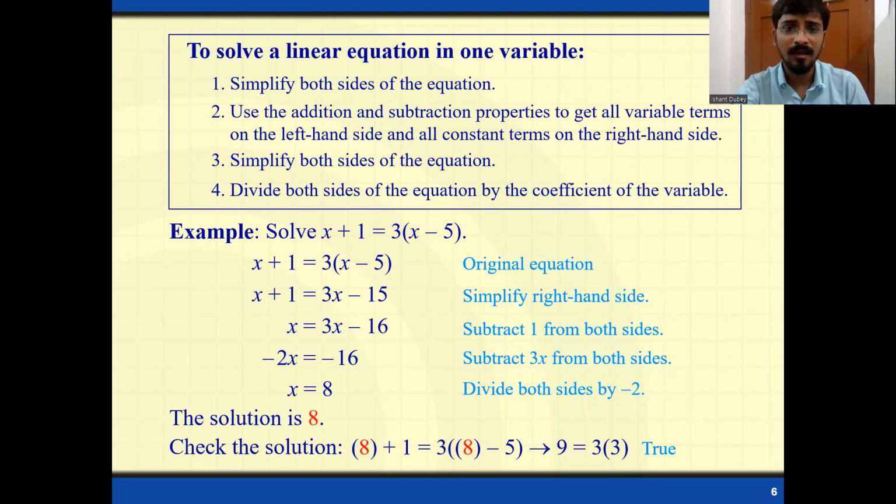Now let's check whether x equals 8 is the solution for this given linear equation. Wherever x is there, we'll substitute x equals 8. In this equation we have x in two places, here and here. So on the left-hand side, 8 plus 1 gives 9. On the right-hand side, within parentheses we have 8 minus 5, which is 3, and outside, multiplied, we have 3. So 3 times 3 is 9. Both sides are equal, so my equation is satisfied, which means x equals 8 is the solution for the given equation.